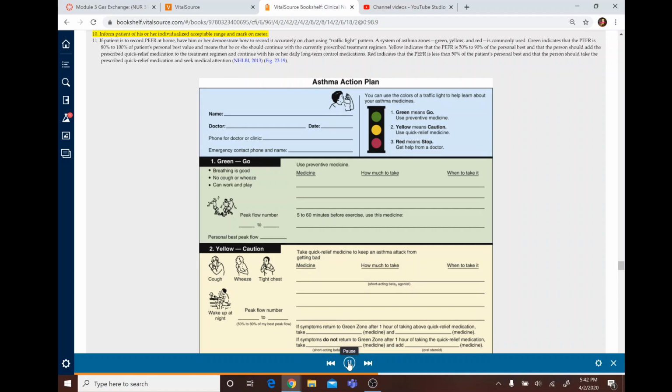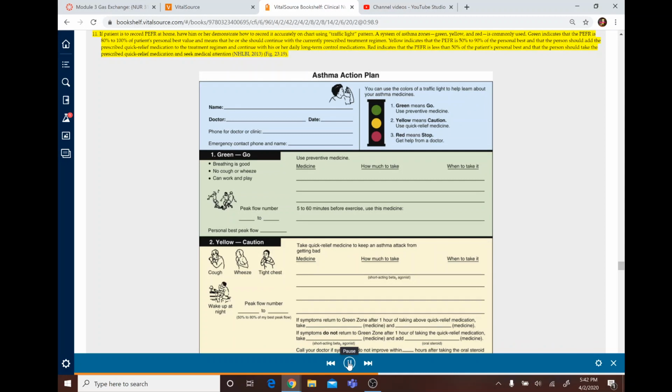10. Inform patient of his or her individualized acceptable range and mark on meter. 11. If patient is to record PEFR at home, have him or her demonstrate how to record it accurately on chart using traffic light pattern. A system of asthma zones, green, yellow, and red, is commonly used. Green indicates that the PEFR is 80% to 100% of patient's personal best value and means that he or she should continue with the currently prescribed treatment regimen.